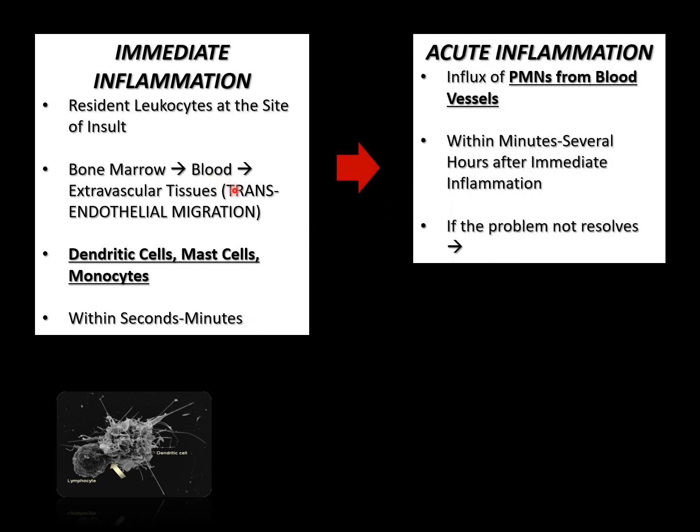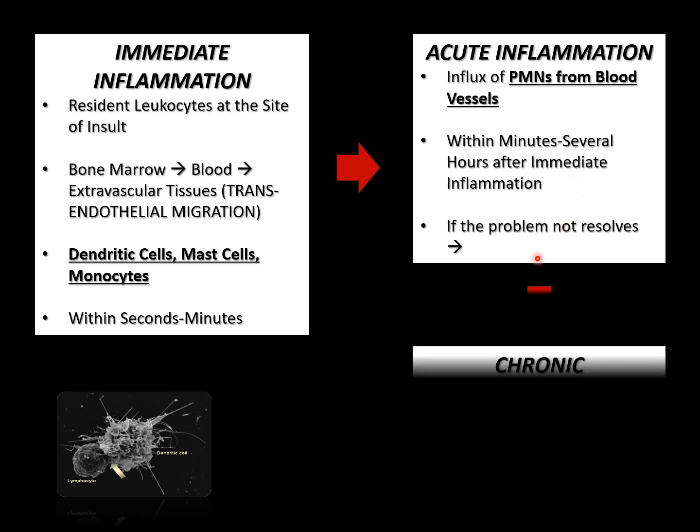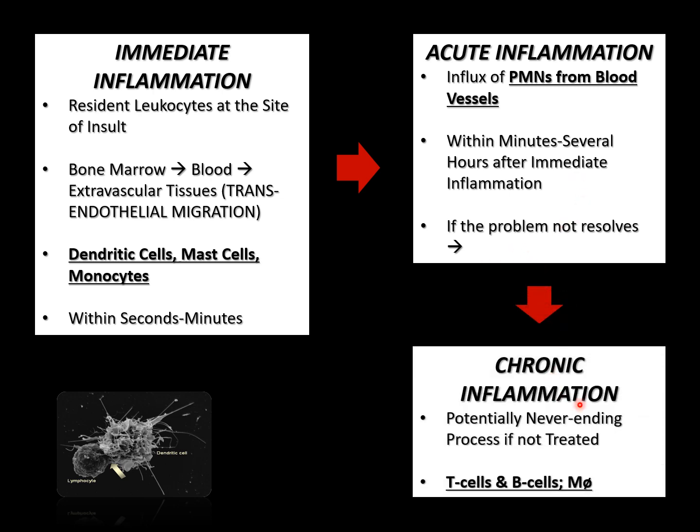If immediate inflammation proceeds, it causes acute inflammation, mainly set in by the PMNs from the blood vessels. It occurs within minutes and several hours. If the problem does not resolve, chronic inflammation sets in, for which mainly T cells and B cells are responsible, and macrophages. This symbol is of a macrophage. Chronic inflammation is a potentially never-ending process if it is not treated.